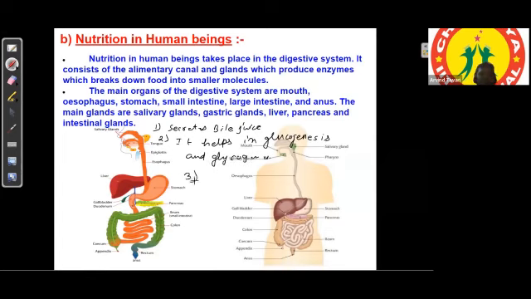Then the third one, it destroys old RBCs. So the liver destroys the old RBCs, extracts the iron from it, and reutilizes it for the formation of the new RBCs. Okay. So it destroys your old RBCs.